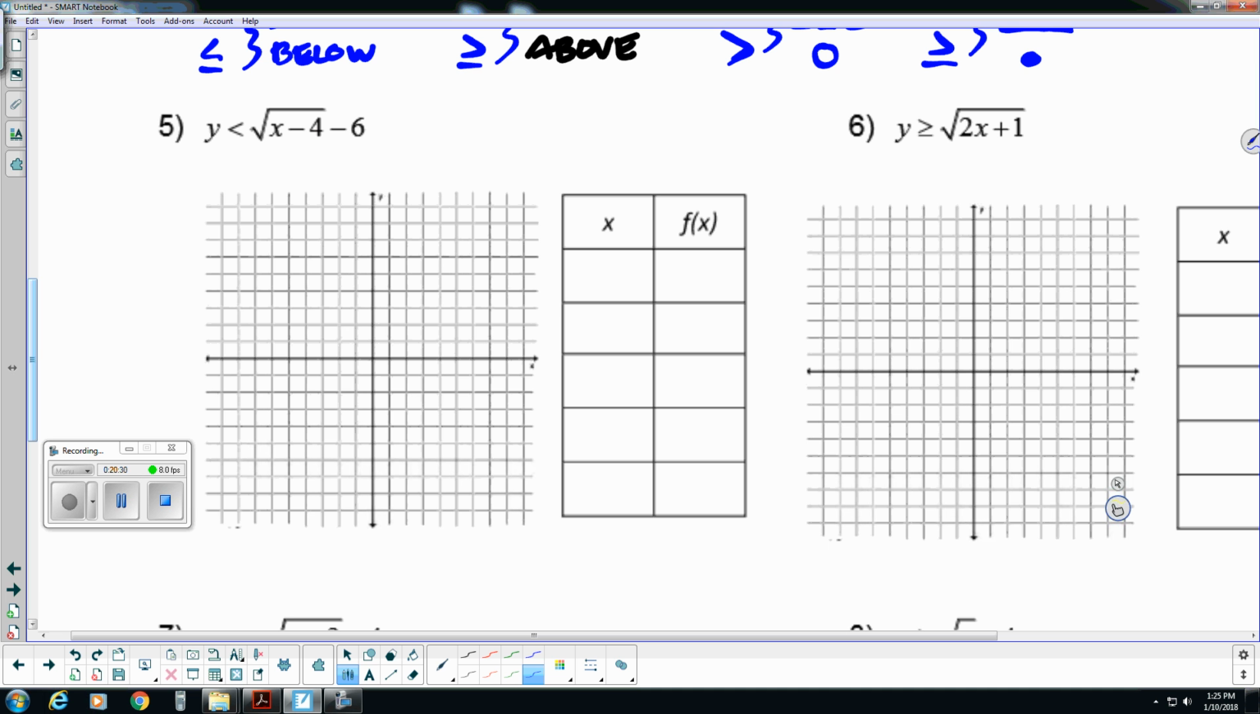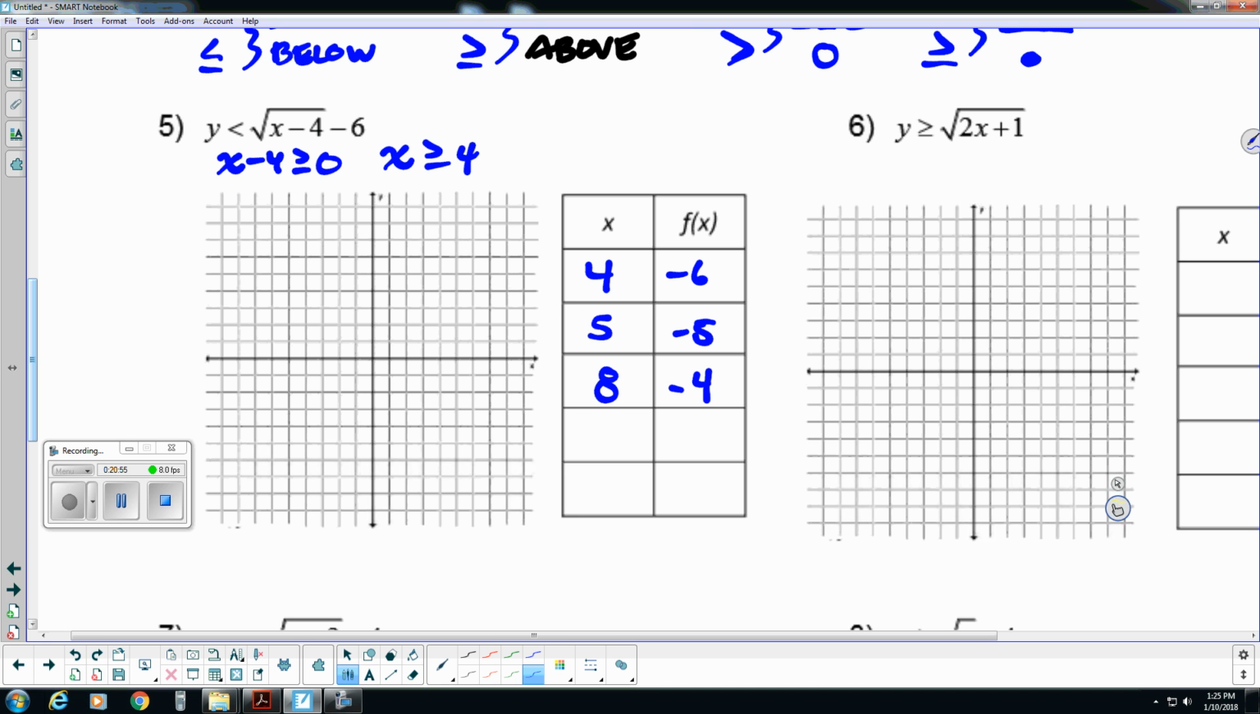We do need to establish what the domain is to get our first x values. So x minus 4 greater than or equal to 0. X is greater than or equal to 4. So 4 is the first value I choose. Then I build from there. I'm going to pick 4, 5, and 8. When I plug those in, I get -6, -5, and -4.